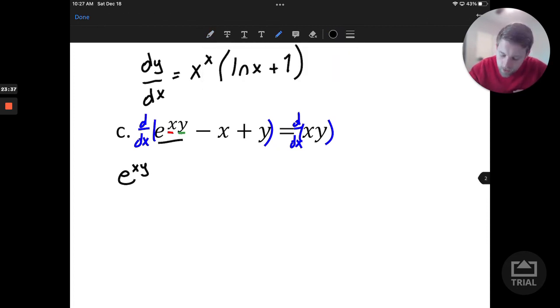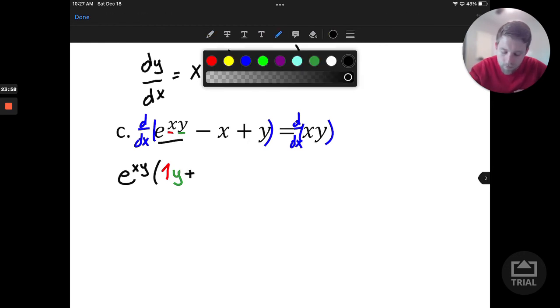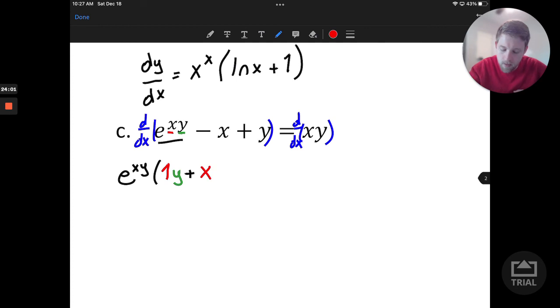So let's go ahead and get that underway. We'll have the derivative of the first, the derivative of x, which is 1, times y itself, which would be just 1y. And then we'll add to that x, which is the first term, and then we'll have the derivative of y, which is dy dx.